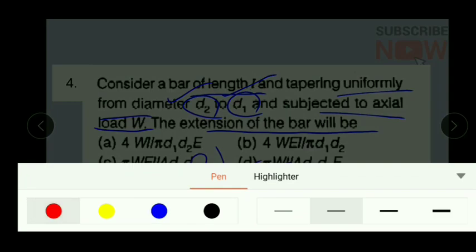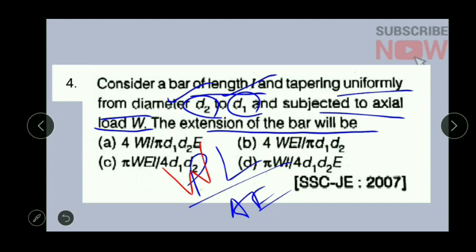So consider a bar of length L tapering uniformly from diameter D2 to D1. The bigger diameter is given as D2 and the smaller diameter is given as D1, and it is subjected to an axial load W. So what will the extension produced on the bar be? If we put in the formula, it is PL by AE. P is given as W over here, the external load being applied. The original length is L, and E is the Young's modulus of elasticity.